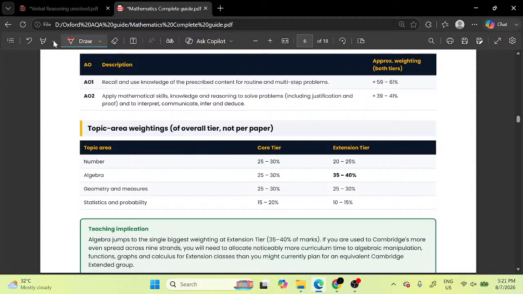Over here the main topics are 4 to 5 topics: number, algebra, geometry and measures, probability and statistics.